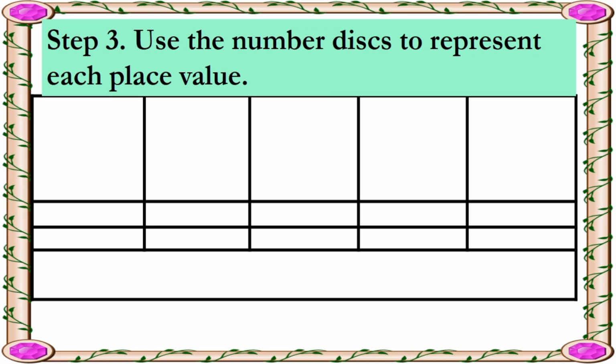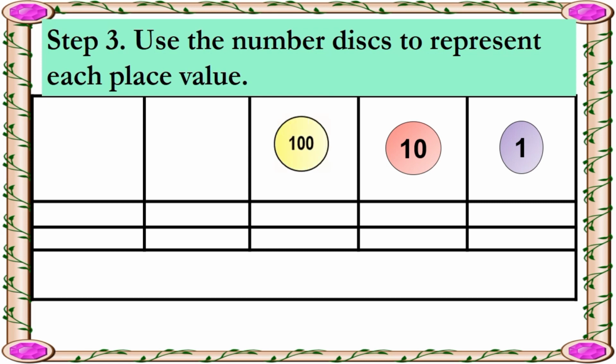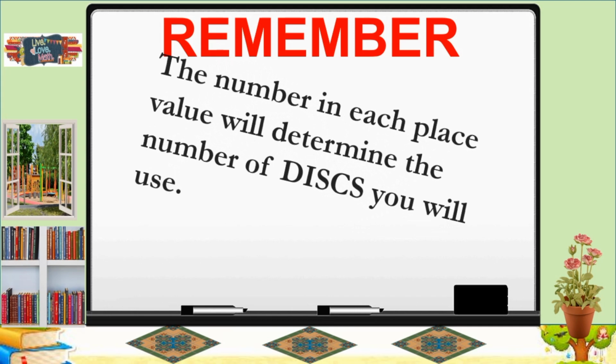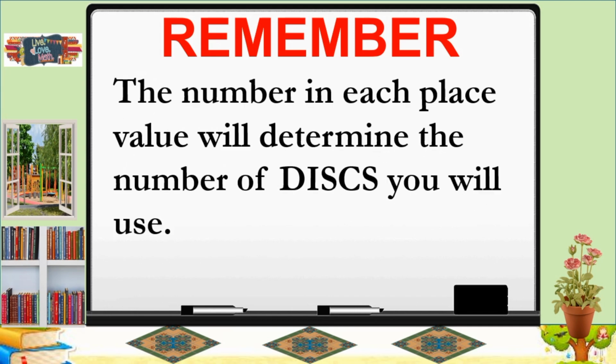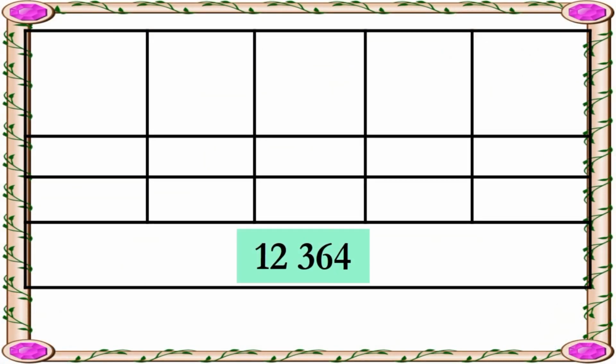So, we use the number discs such as 1 for ones place, 10 for the tens place, 100 for the hundreds place, 1,000 for the thousands place, and 10,000 for the 10,000s place. Remember that the number in each place value will determine the number of discs you will use. We are now ready to visualize 12,364 using number discs.